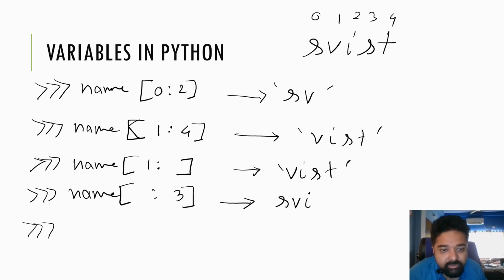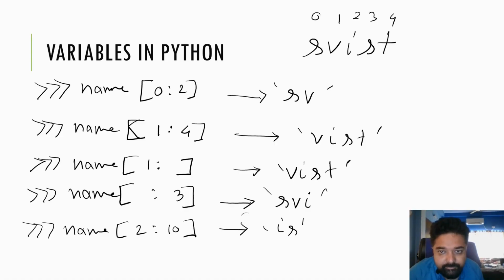Okay, now another tricky question. If I write name[2:10], here 10, but here T is 4, so what will be the output? In that case, it will not give an error, it will be IST, and the rest will remain blank, as there is no value assigned there.